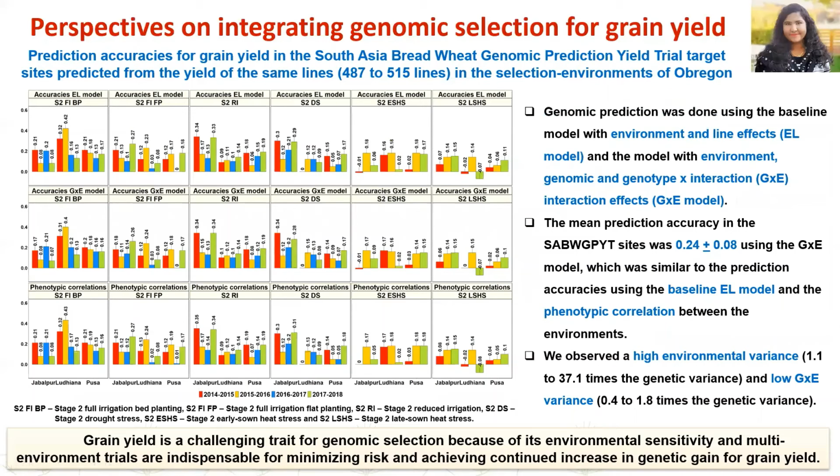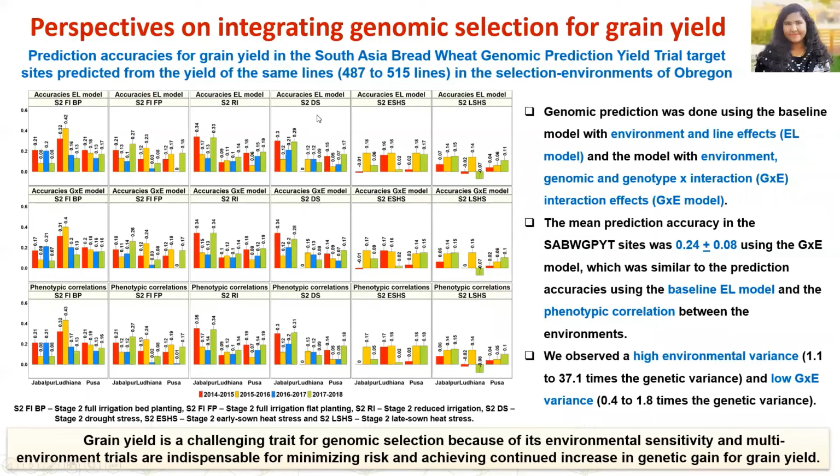The last thing we did was looking at prediction accuracies for grain yield in the South Asia Bread Wheat Genomic Prediction Yield Trials, which had about 540 lines. I'm just showing you the number of lines with some missing data here. And they were predicted from the yield of the same lines in the selection environments of Obregon. And as you can see here, you can see the stage 2 different environments.